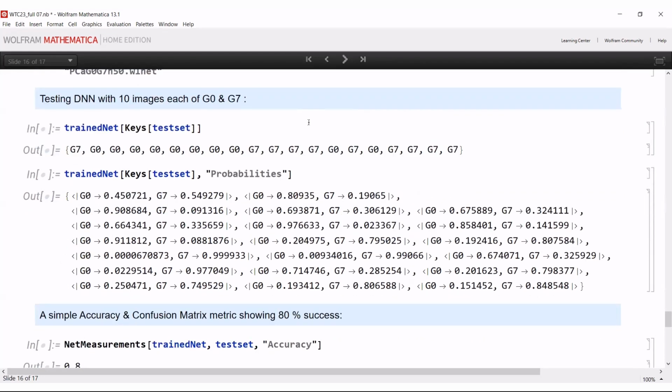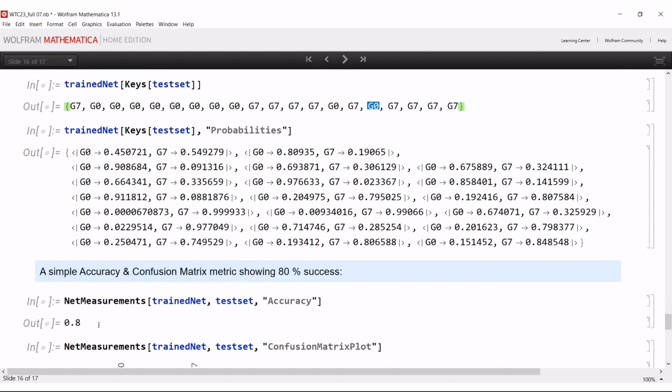And now, of course, we are going to test it. So we have 20 images in the test set. The first 10 were G0. So it says it gets the first image wrong, and it gets the last of the G0 images wrong. And likewise, for the G7, it gets this one wrong, and it gets this one wrong. So overall, it's going to be an accuracy of 80%.